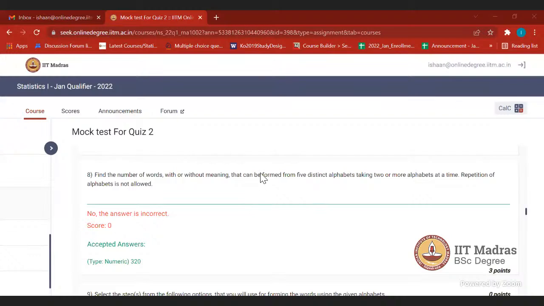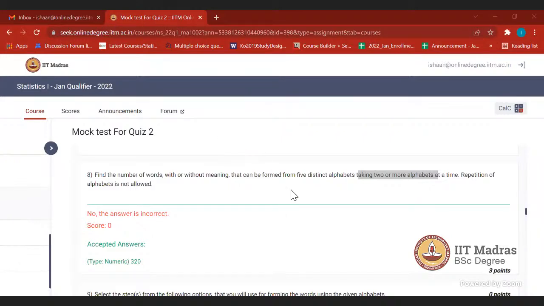In question number 8, one alphabet is not considered as a word. Yes, you have to make words taking 2 or more alphabets at a time. We are not asking for one alphabet. So whenever numbers and alphabets are there, order matters for sure. In such questions where you have to form words and select the digits, it is simultaneous and order does matter.